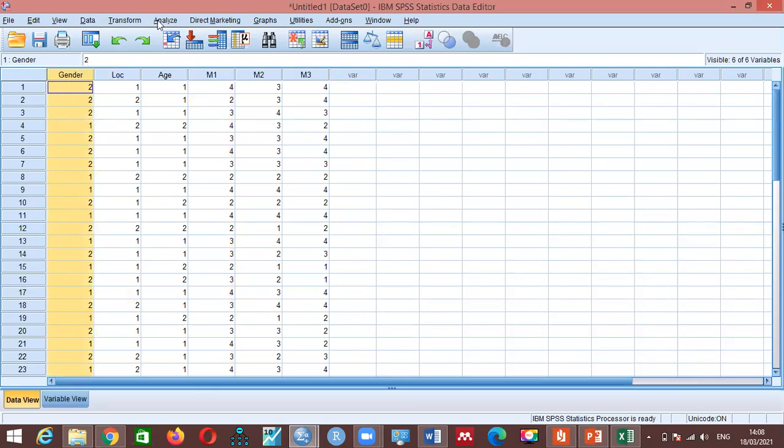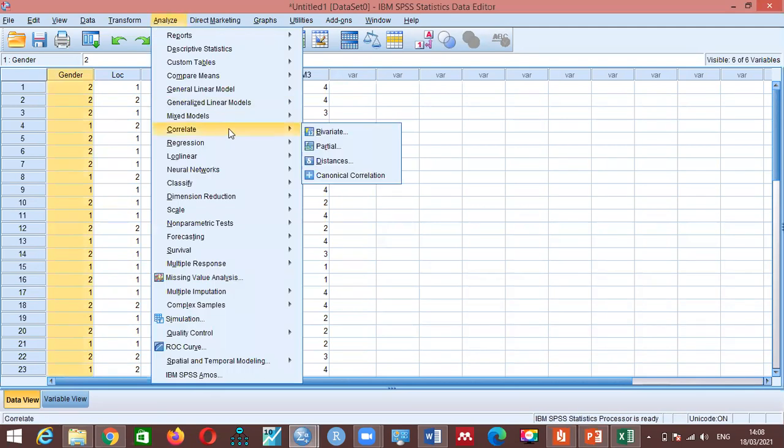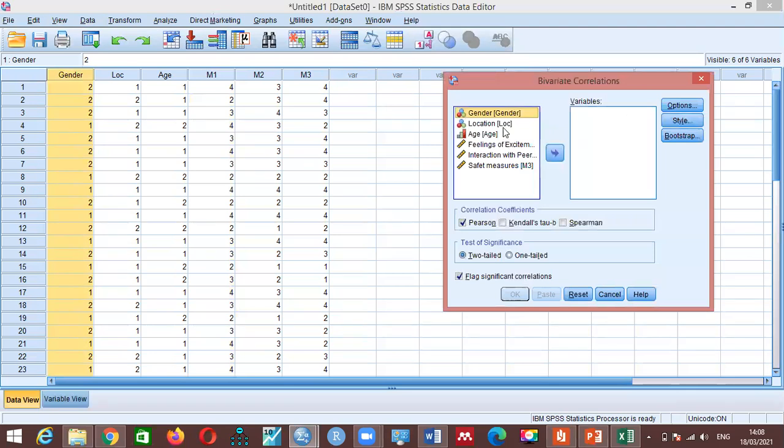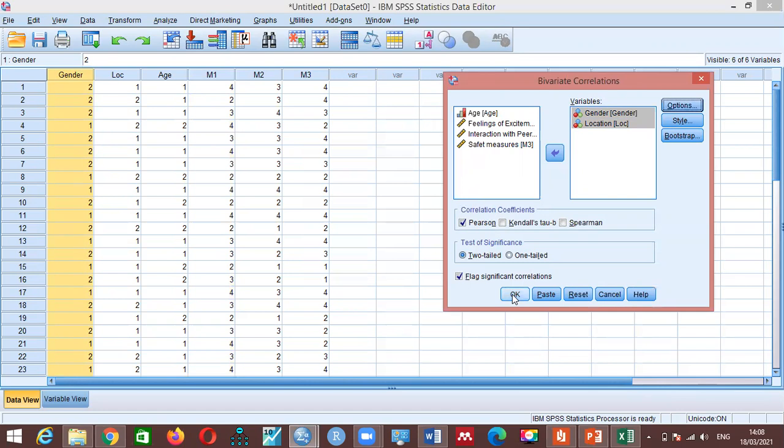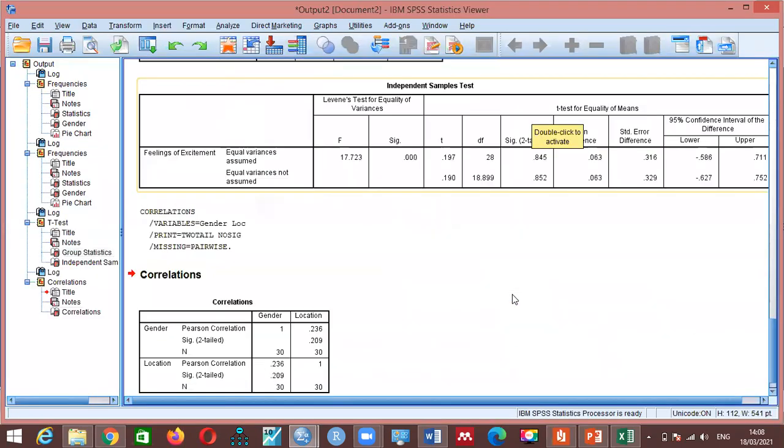What do we do? We come to analyze and say correlate. We say bivariate, and now these are the two we want to examine, and we want to use Pearson for that. If you come to the options, there are other things. If you want to see the mean deviation, there are other things you can do, but we're just doing basic inferential statistics.